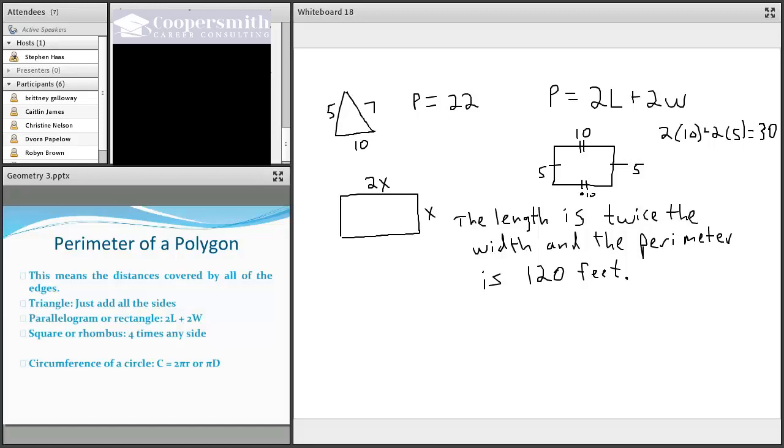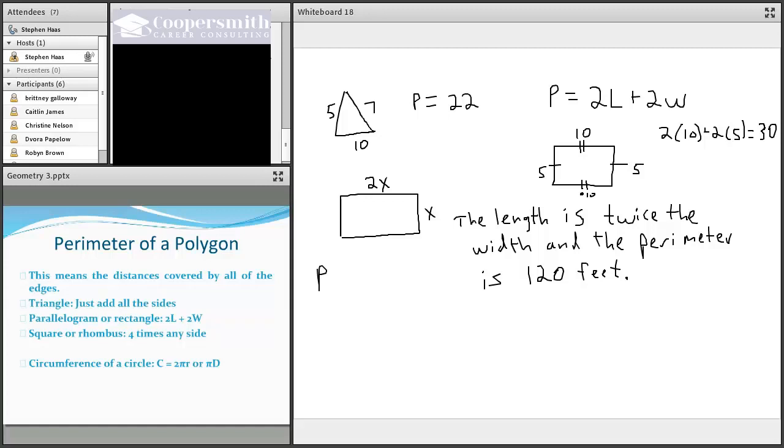That means we're representing the length as 2x and the width as 1x because that's twice as much as the first. Now, of course, I also could have said that the length is x and the width is a half x. You see why I could have done that? It's the same exact expression, except it's a little easier to deal with whole numbers than it is to deal with fractions.